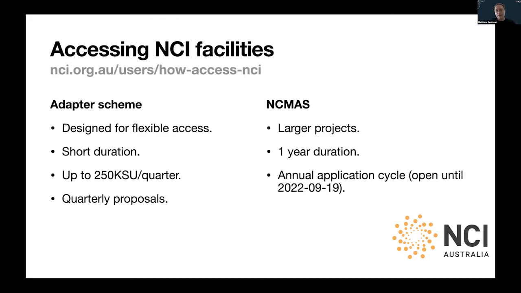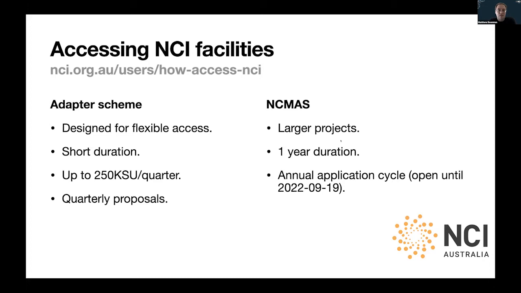In terms of access, access for things like bioinformatics projects can be a bit of a pain, particularly in cases where the data generation step may have uncertain timings. There's a number of merit-based access schemes available for users to access the NCI facilities. I've got two of them up here. The first is NCMAS, over here on the right-hand side, which is designed for larger projects. It has quite a lengthy application process. Projects are 1 year in duration, and there's an annual application cycle that is currently open and finishes in about 3 weeks' time.